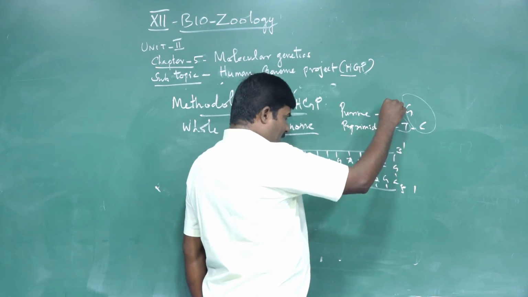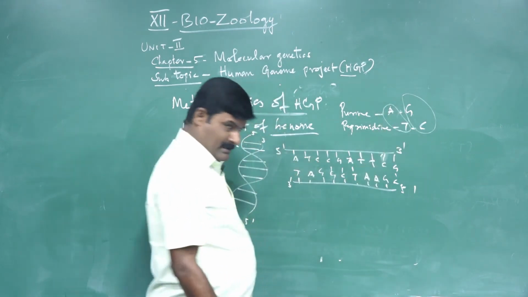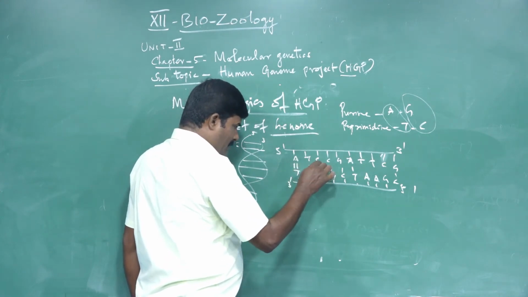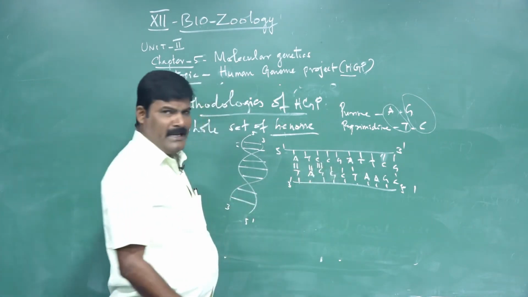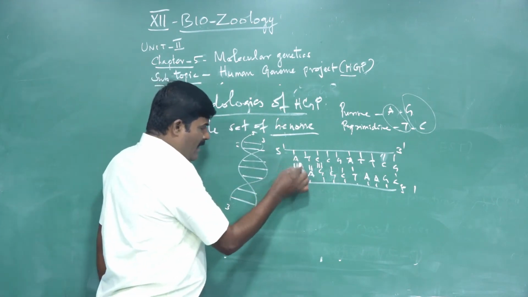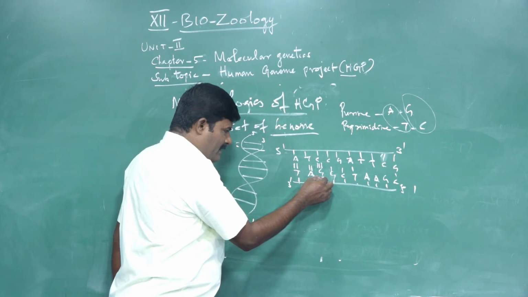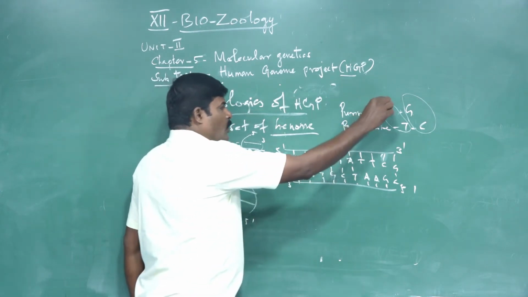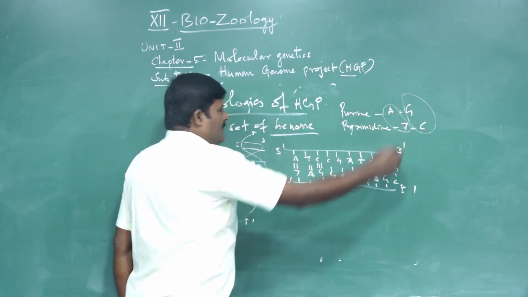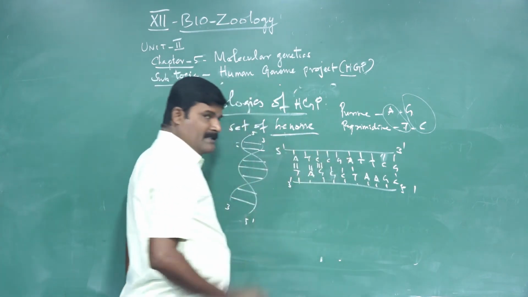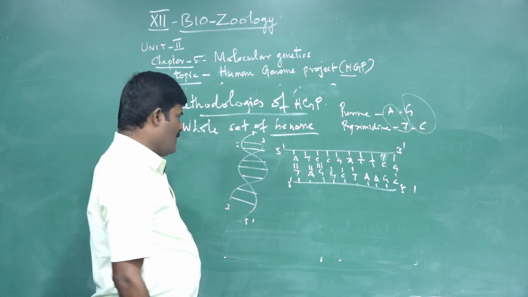Adenine is always combined with thymine by a double hydrogen bond. Here is a double hydrogen bond. This is a triple hydrogen bond. Cytosine always combines with guanine, because one purine combines with one pyrimidine. So this is called DNA base pairs. DNA base pairs. So how is it?